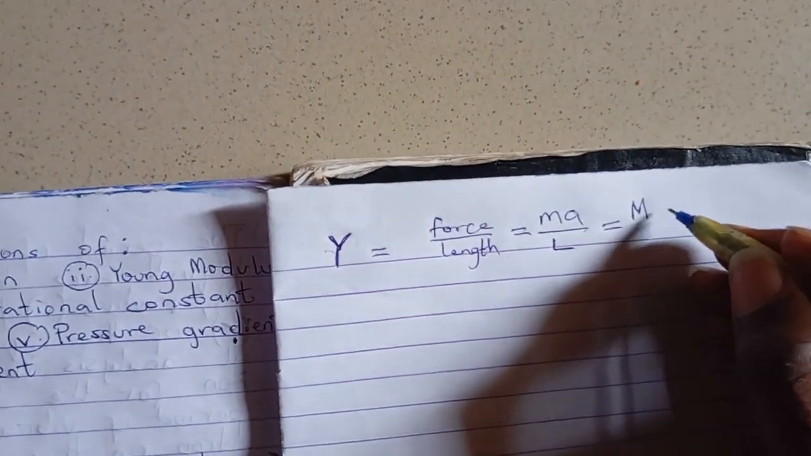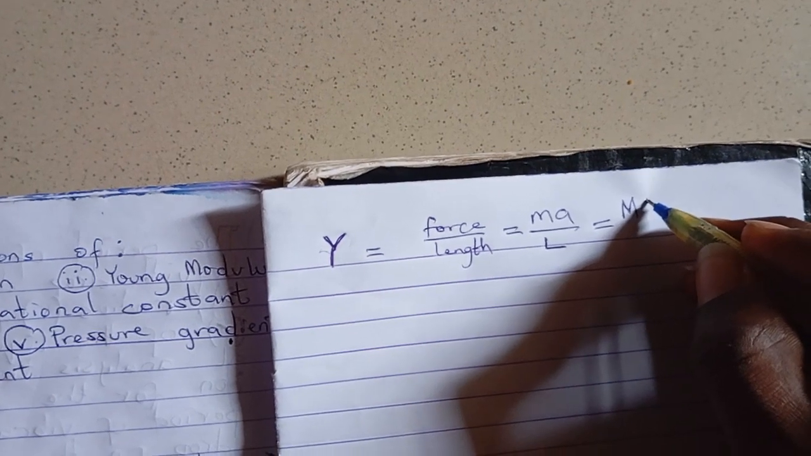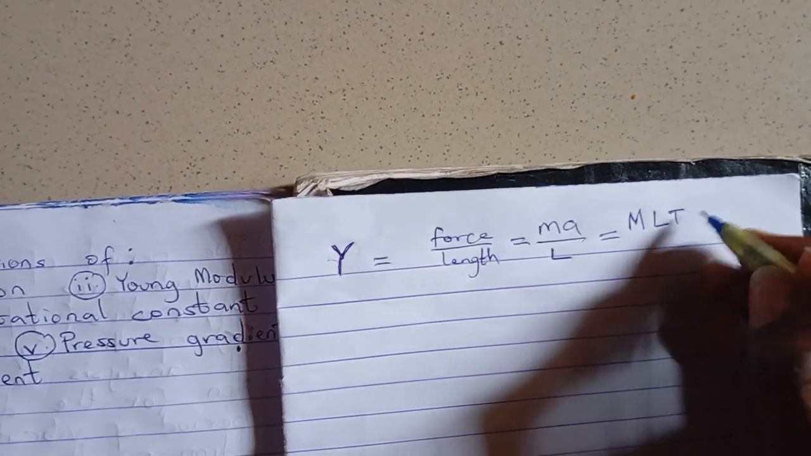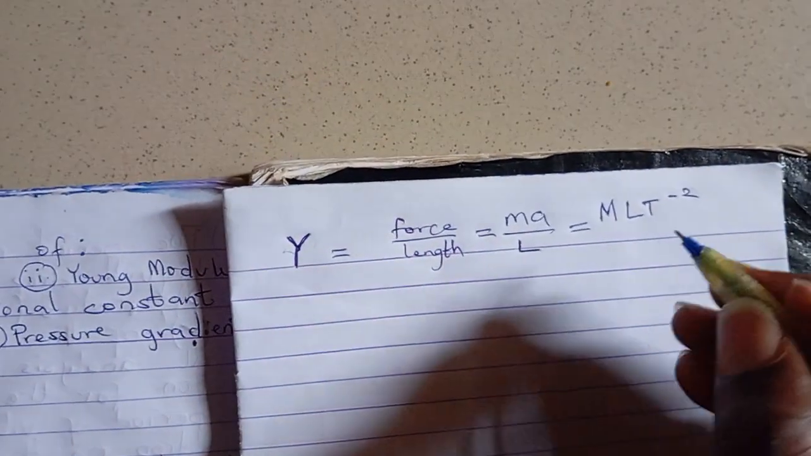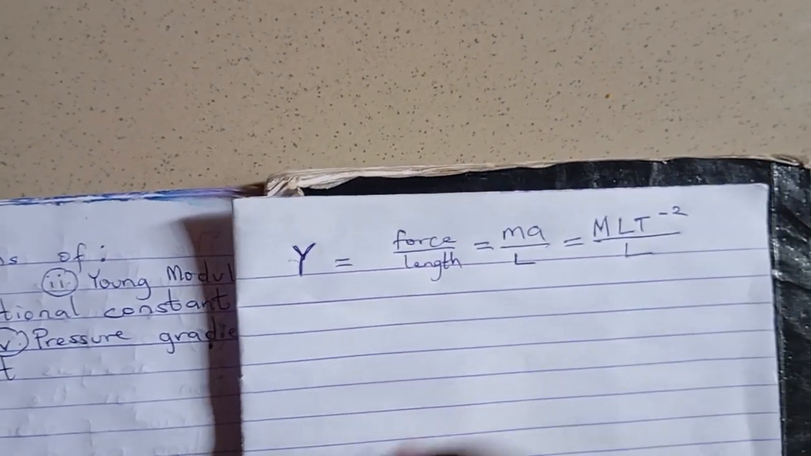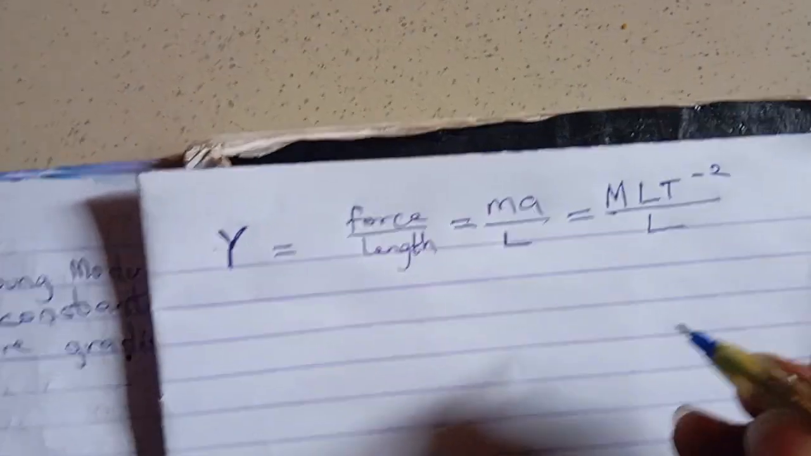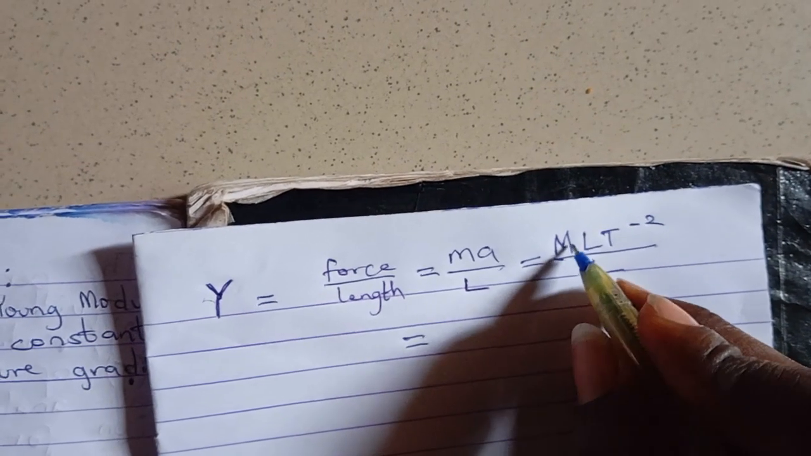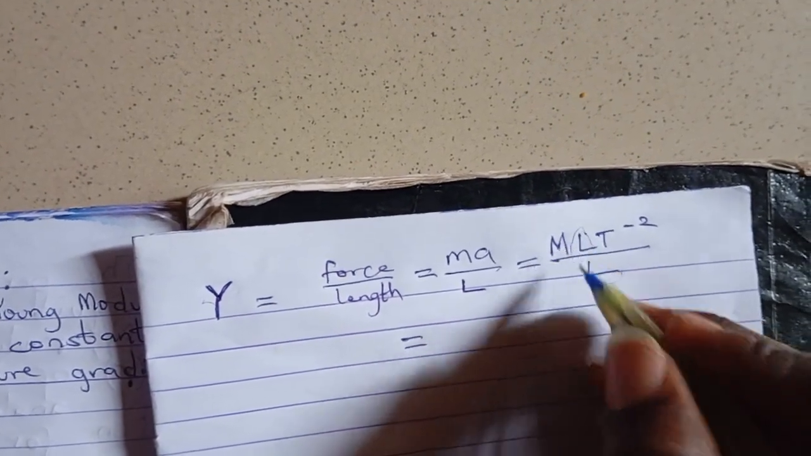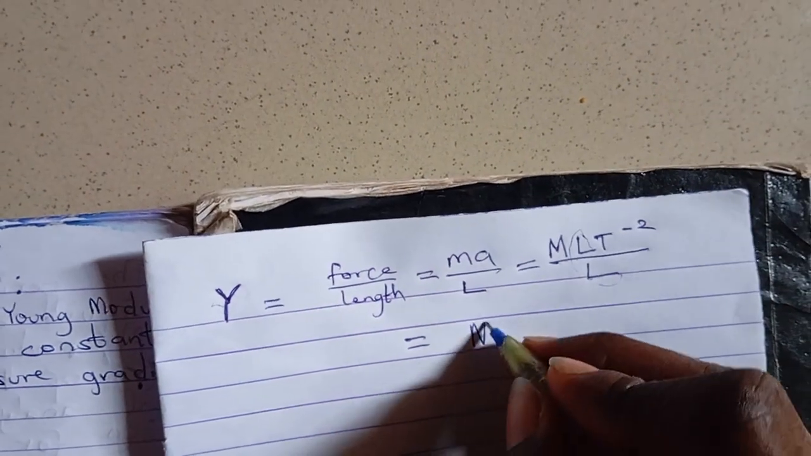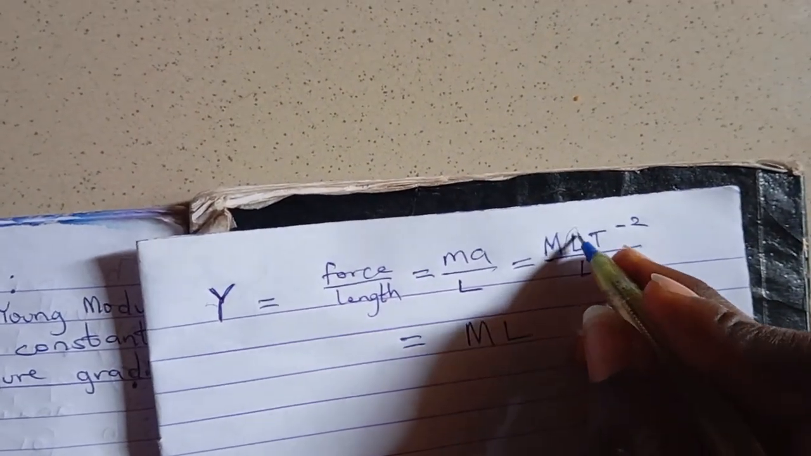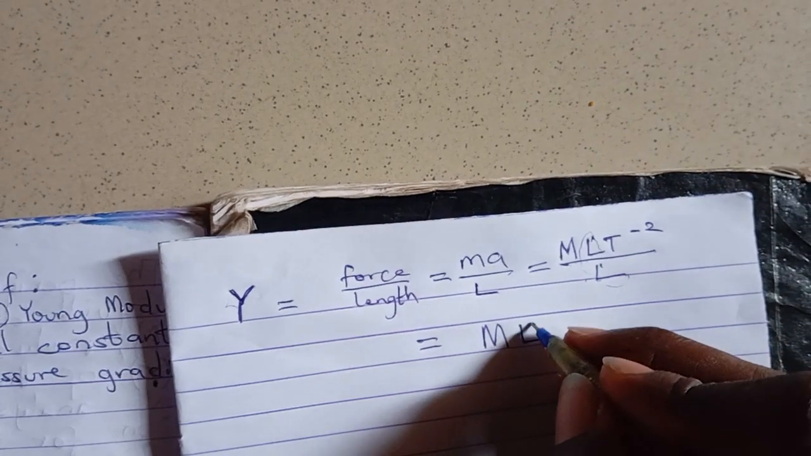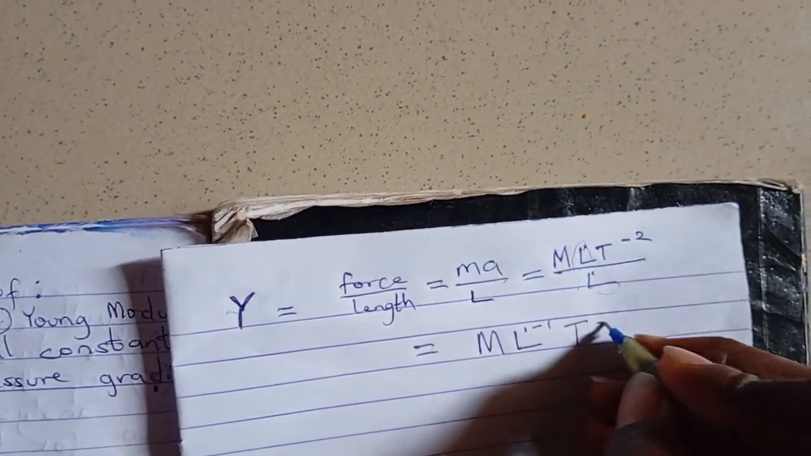So mass. Then we know that acceleration is the change in velocity all over time, which is LT raised to power minus 2. So this is the dimension of force all over L. Now, when you apply the law of indices to this question, you see that we can apply the division law here. Apply the division law so that this becomes M, then L. Now, there's an invisible one here, there's an invisible one here. The division law states that when the bases are the same, subtract the power. So I do 1 minus 1, T minus 2.